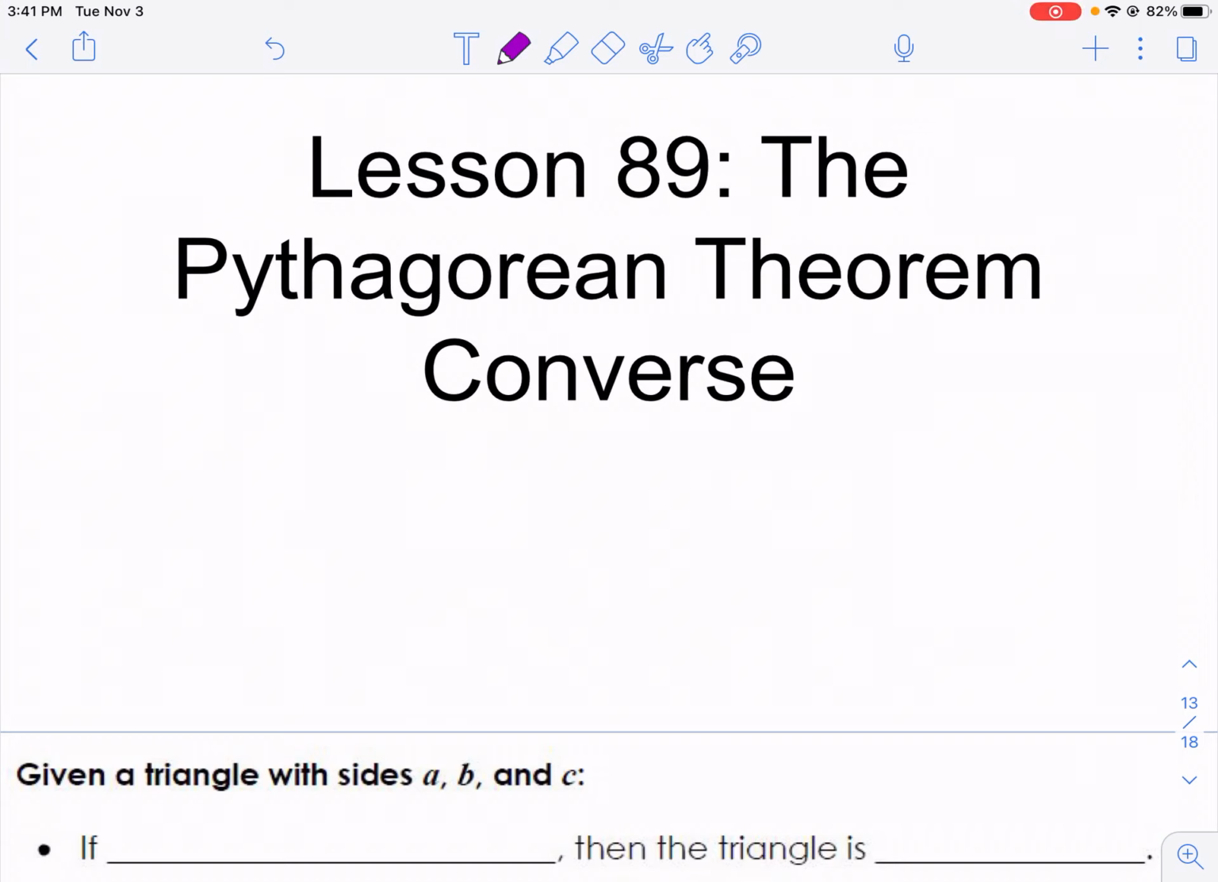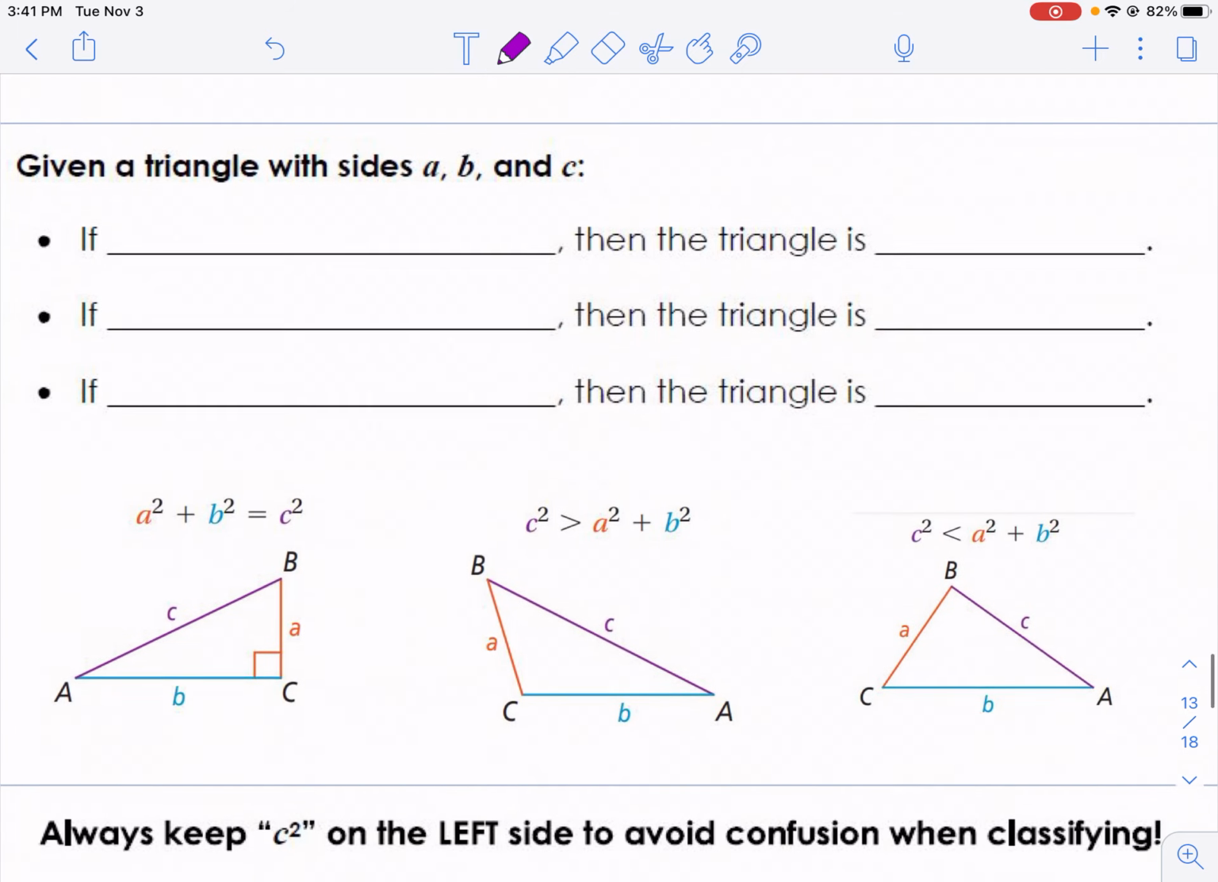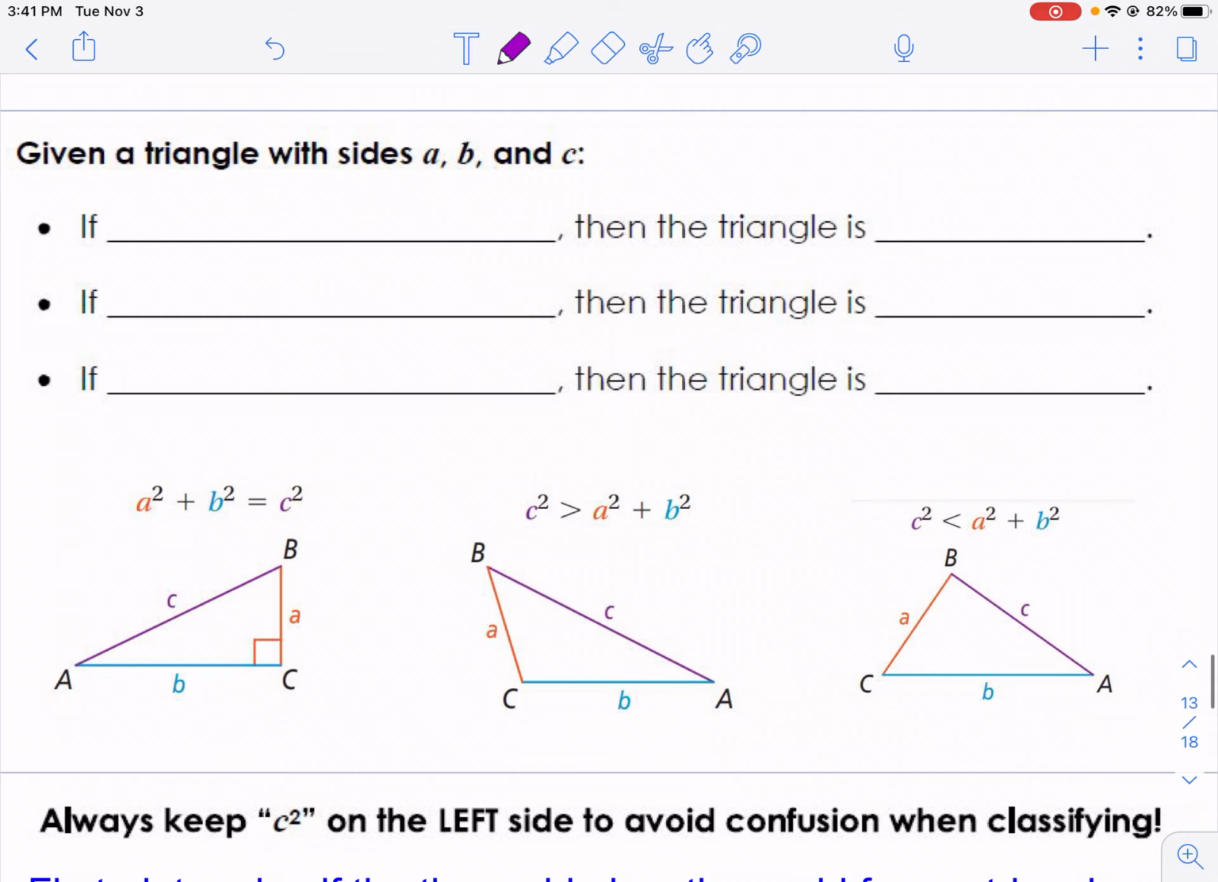All right, let's look at our second lesson, the Pythagorean theorem, converse. This is where we take our hypothesis and conclusion and reverse them. So we're still using the Pythagorean theorem, but we're going to use it in a different way.